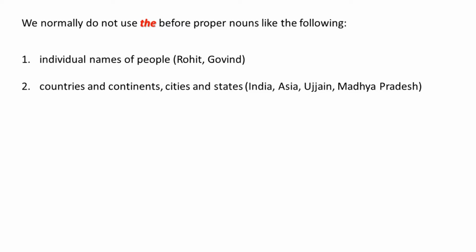Secondly, countries and continents, cities and states. We do not use the before countries and continents, cities and states. For example, India, Asia, Ujjain, Madhya Pradesh. We don't say the India. We don't say the Asia. We do not use the before proper nouns of countries, continents, cities and states.